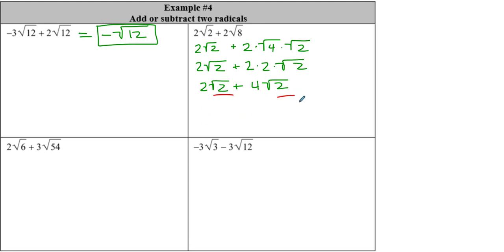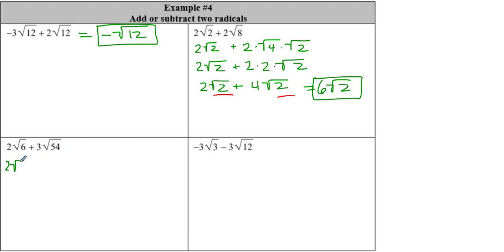So let's go ahead and add those up. We got that 2 and that 4. That's going to give me 6. We keep that radical 2. Okay, so sometimes it takes a little bit of simplifying in order for you to be able to add those coefficients. All right, I'm going to do one more with you. Radical 6, can we break that down? No, there is no perfect square that goes in there. 54, we know that 9 goes in there, so let's go ahead and do that.